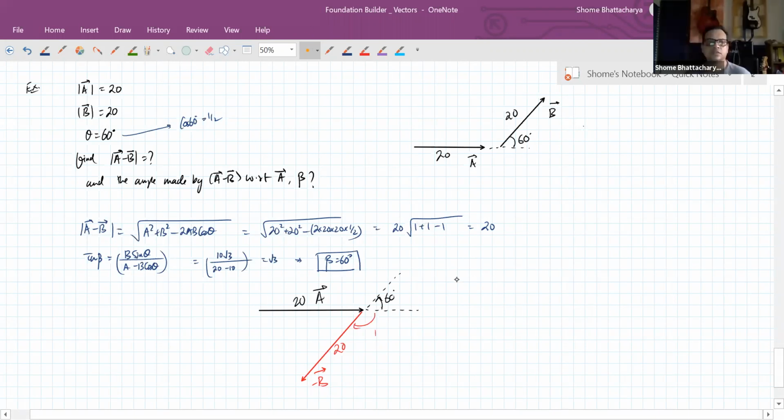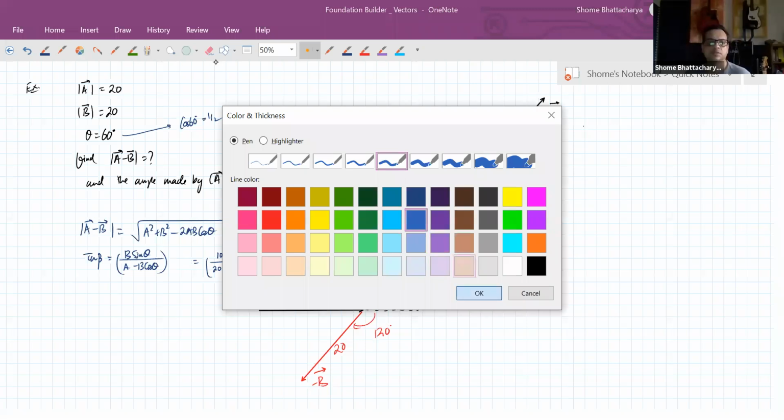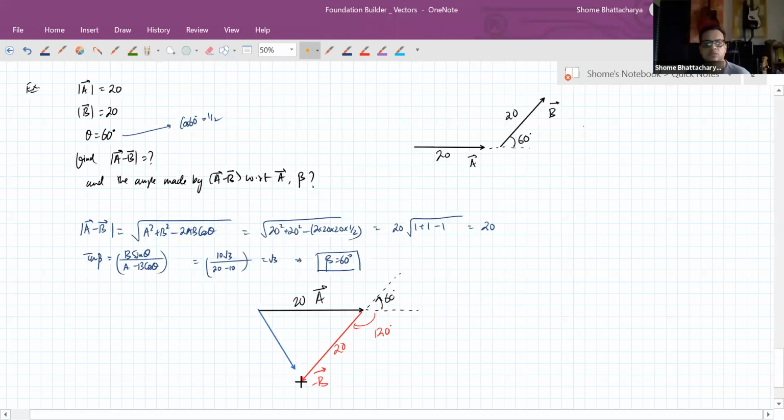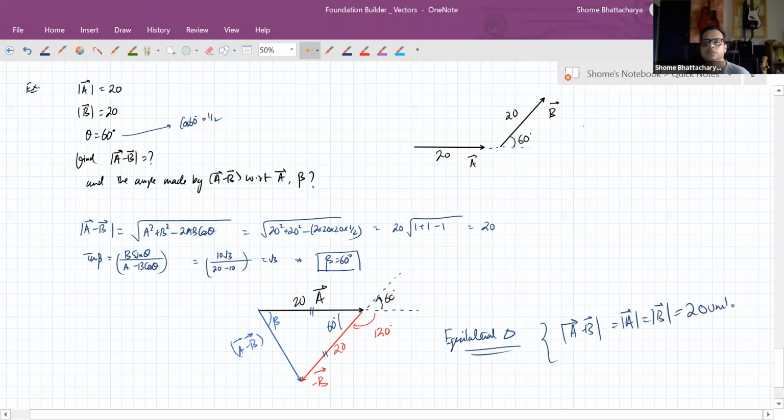So the moment you now understand that, the rest becomes very easy to understand from the diagram, because this is the vector we are looking for, the difference of the two, a minus b, and this is the angle we are looking for, beta. But now you can see that in this triangle, this angle is 60 and this side is equal to this side, so it's becoming an equilateral triangle. So because it's an equilateral triangle, it makes sense that magnitude of a minus b will be equal to magnitude of a, equal to magnitude of b, equal to 20 units. This is what we got by the formula method. Okay. And the angle beta will be 60 degrees, which again we have got by the formula method.